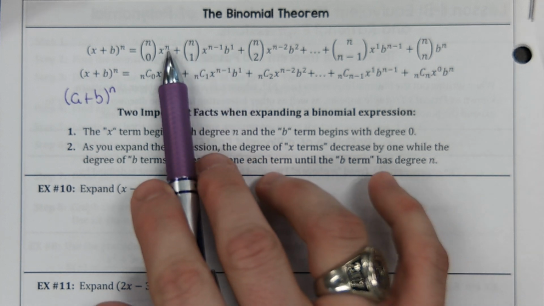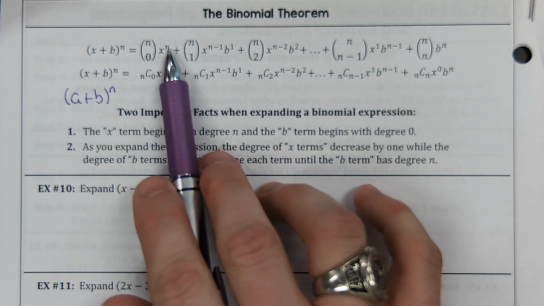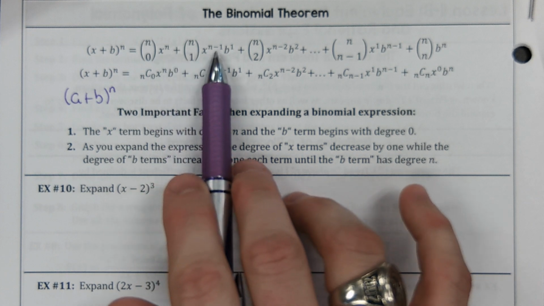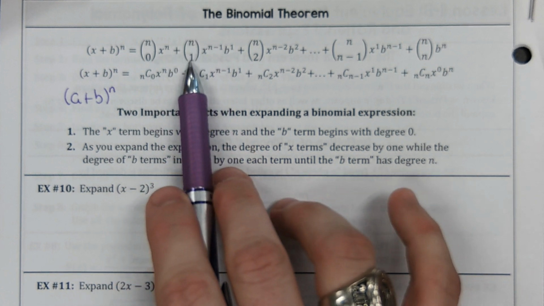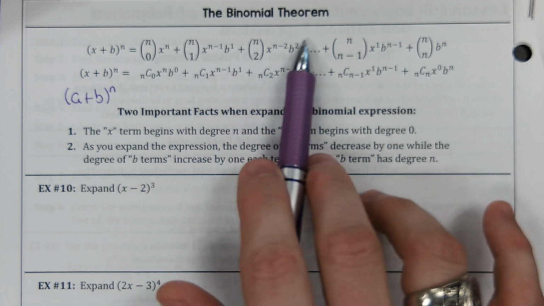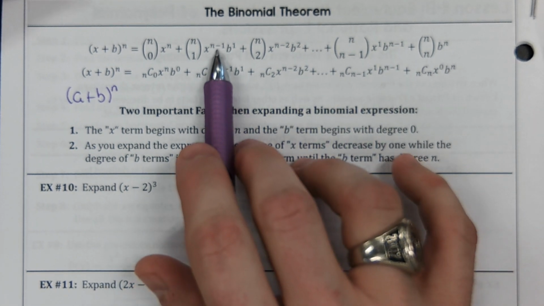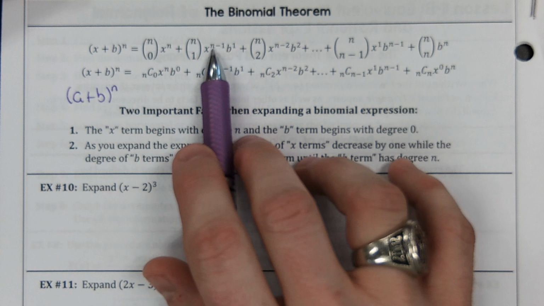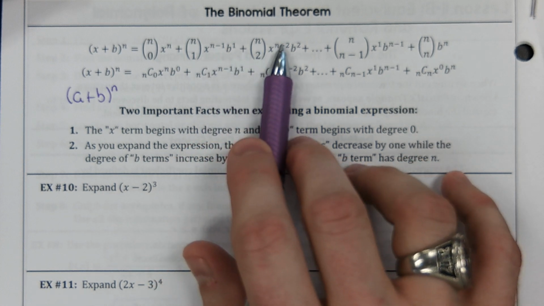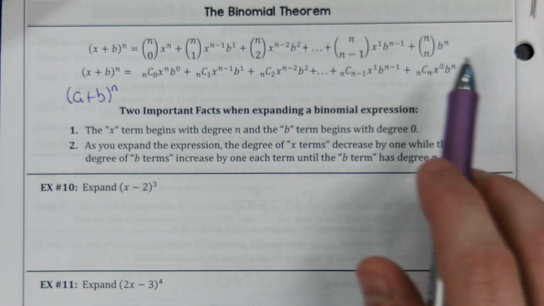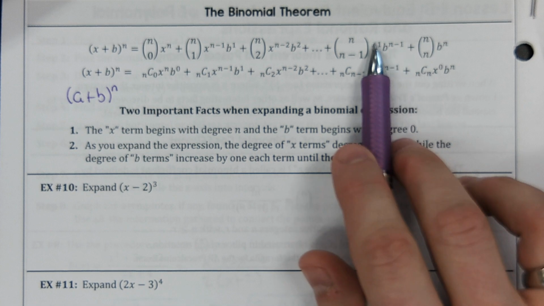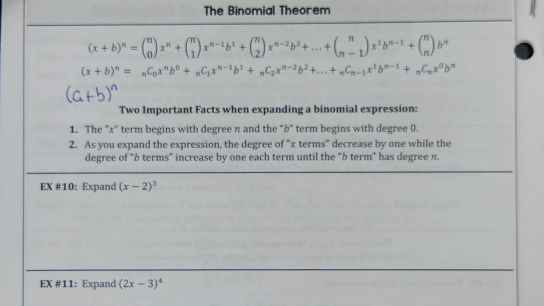But look here, n choose 0, exponent is an n. N choose 1, there's 1 b. N choose 2, there's 2 b's. N choose 3, there's 3 b's, so on and so forth. And these exponents, n minus 1 plus 1 adds up to n. N minus 2 plus 2 adds up to n. 1 and n minus 1 adds up to n, so on and so forth.